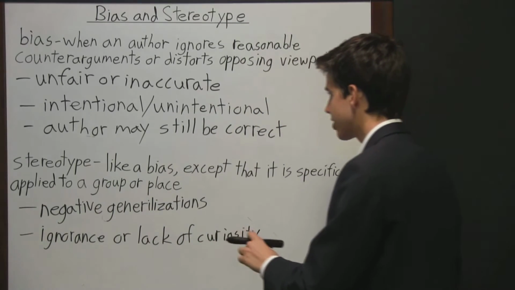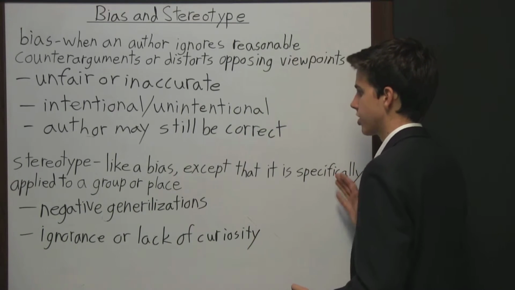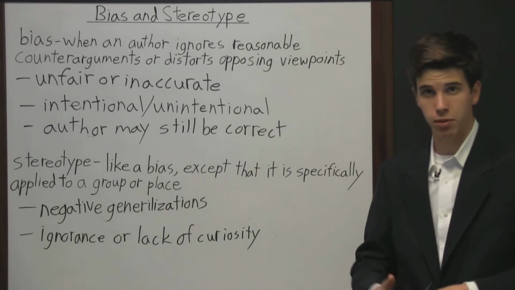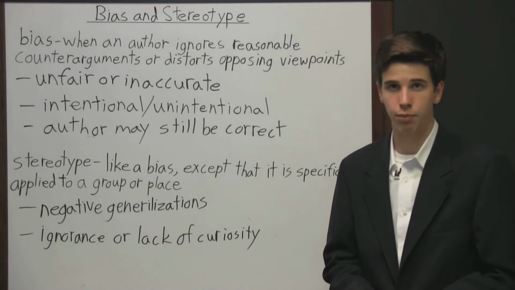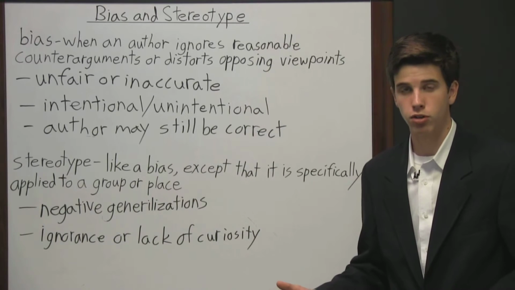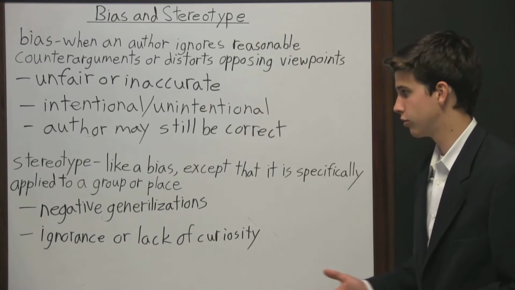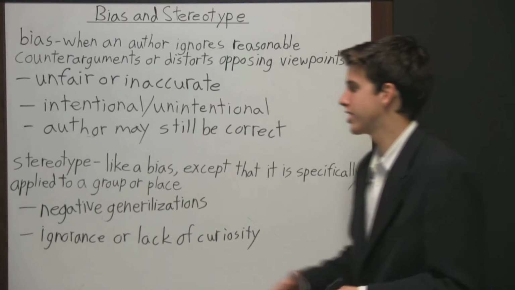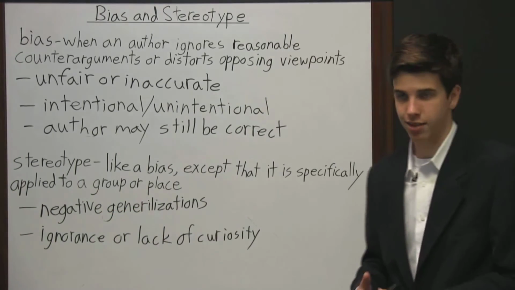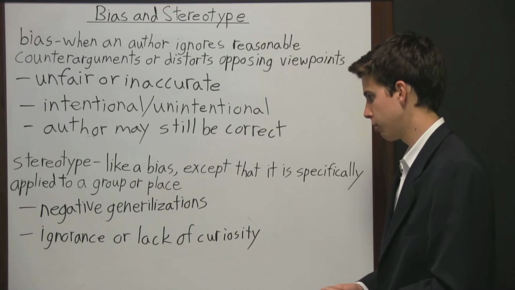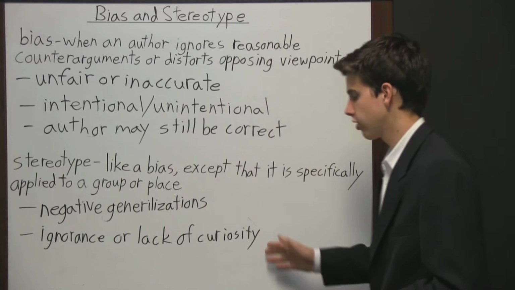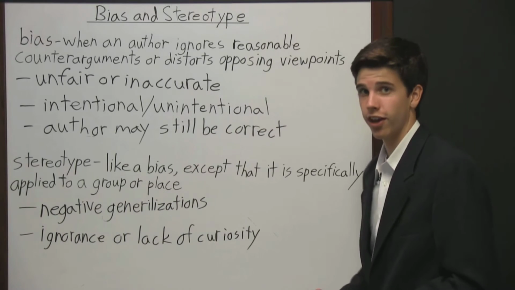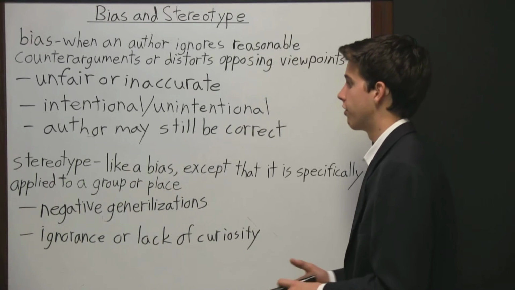And so again, a stereotype is like a bias, except that it is specifically applied to a group or place. So basically, an author maybe looks at a group of people and sees something that they perceive to most of the time be true or is often true, and they make a generalization and apply it to the whole group. And generally, it's going to be something negative, and so generally it's something that's hateful towards that group. And it indicates their lack of curiosity. And you want a writer to have curiosity so that they are exploring all sides of an argument.